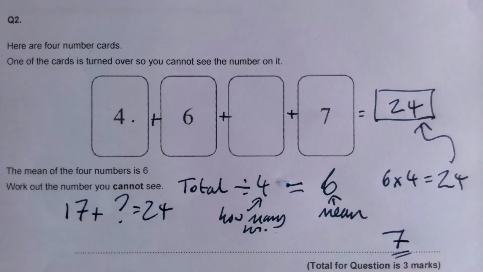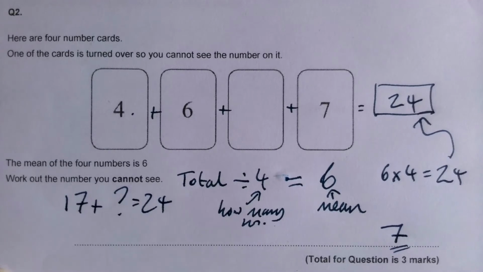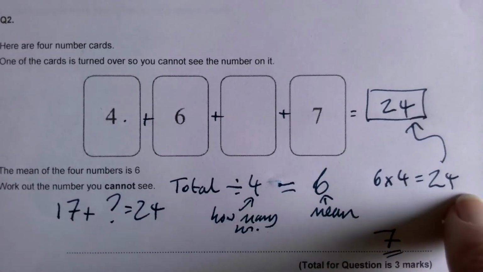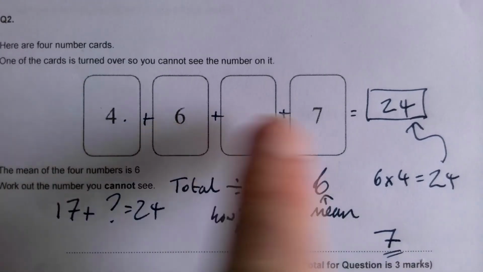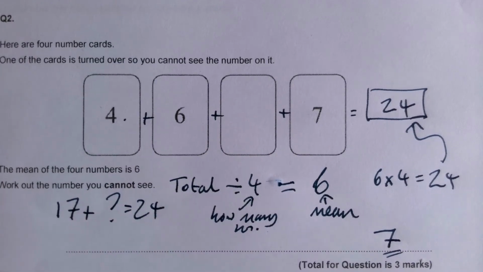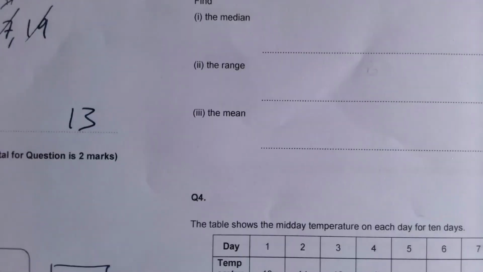So if you got 7, you can give yourself 3 marks. If you didn't get it right, but you got 24, you can definitely get 1 mark. And if you added these up somewhere and showed that, you can have 1 mark for that too. On to the next question.